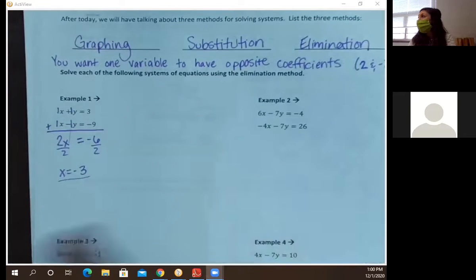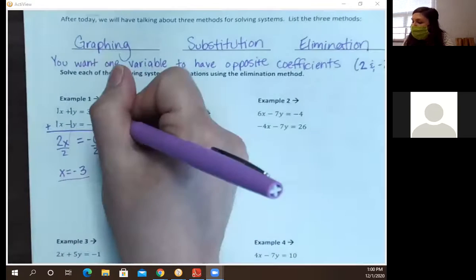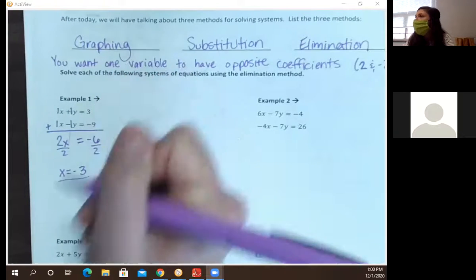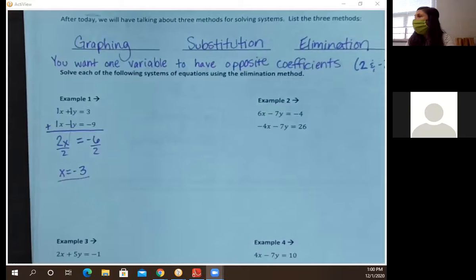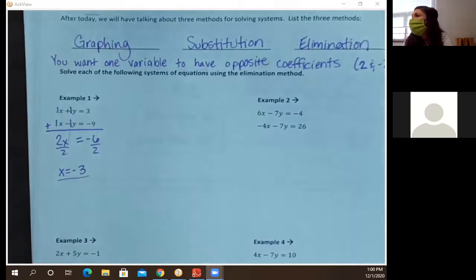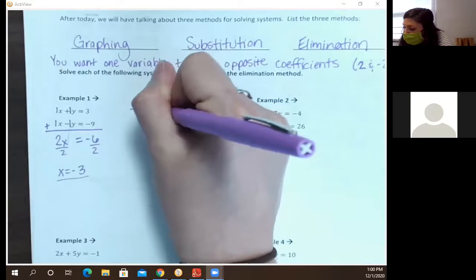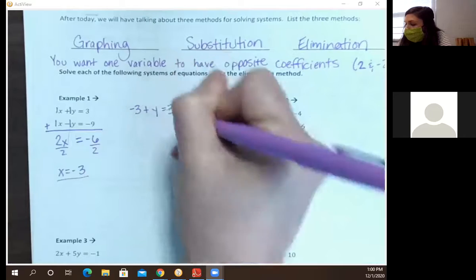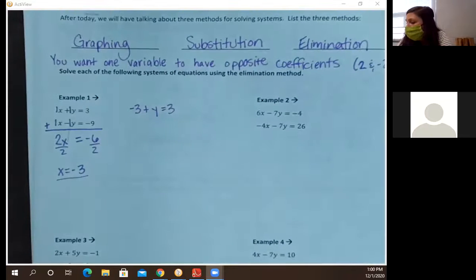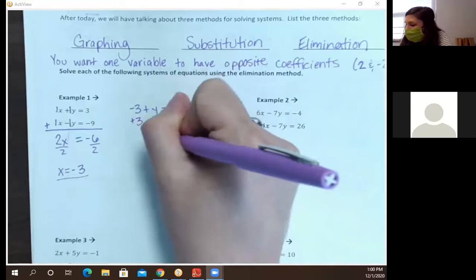And now this is just like yesterday. We have a value for one of our variables. So I'm going to plug it back into one of my original equations to solve for the other. If I have x, I can now find y. So I'm going to go ahead and plug this into my top equation. If you want to plug it into the bottom one instead, that's fine. But this would be -3 plus y equals 3. And now to get y by itself, I need to add 3 to both sides. So I get y to be 6.